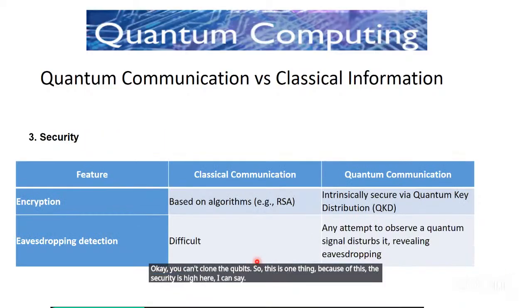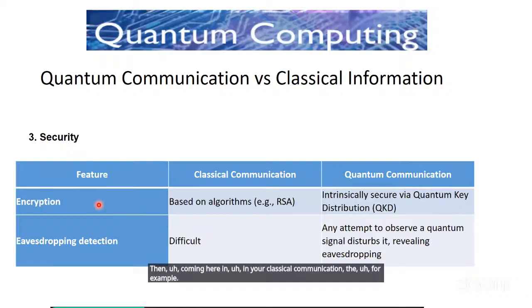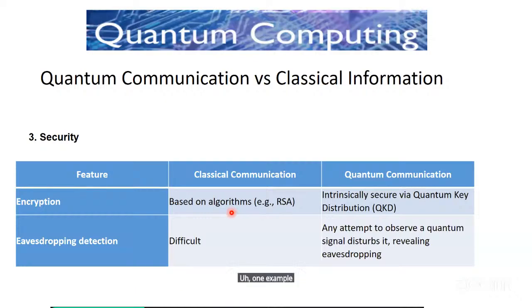Then coming here, in classical communication, encryption techniques are used. Some algorithms are there, like RSA, one example. Whereas quantum communication is intrinsically secure via quantum key distribution.